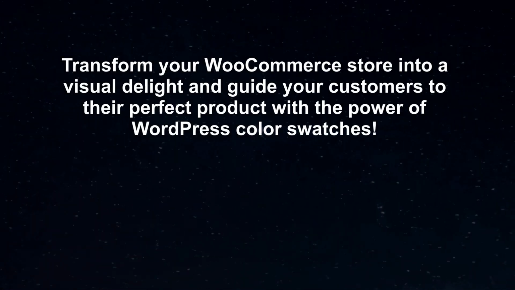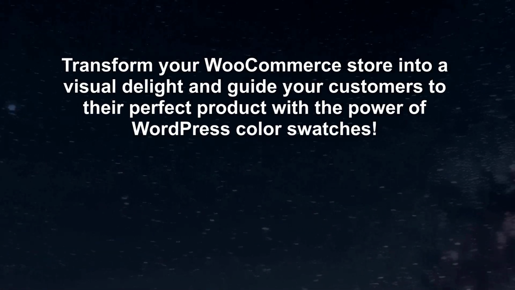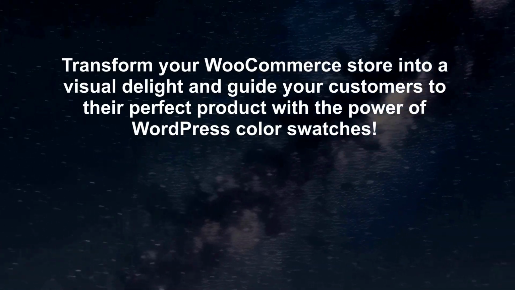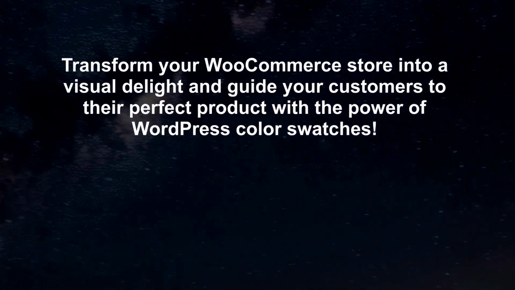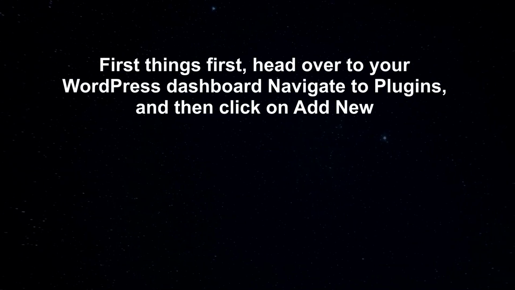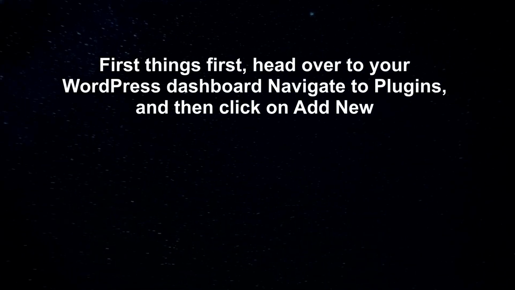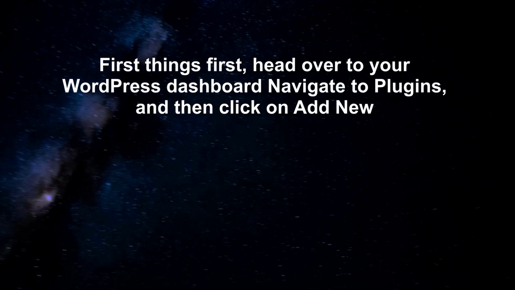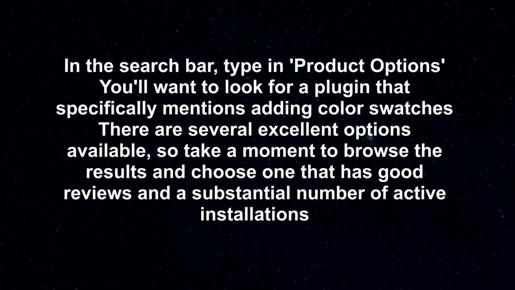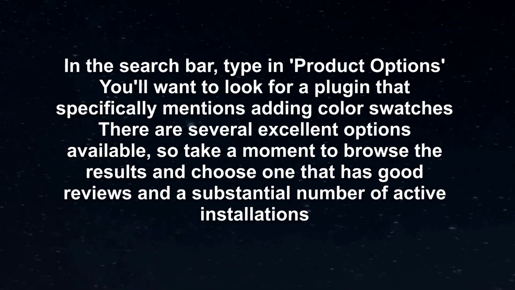Transform your WooCommerce store into a visual delight and guide your customers to their perfect product with the power of WordPress color swatches. First things first, head over to your WordPress dashboard, navigate to Plugins, and then click on Add New. In the search bar, type in Product Options.